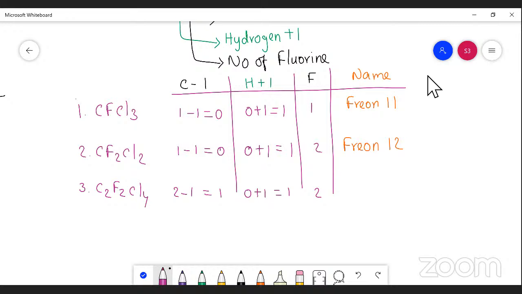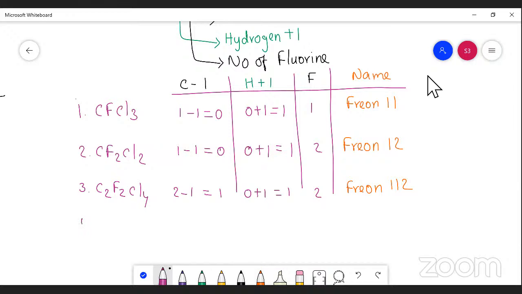So the name is freon. Number of carbon is 1, number of hydrogen, there is none, so we add 1, so it is 1. And number of fluorine is 2. So it is freon 1, 1, 2. Now you understand that? What is freon 1, 1, 2? That is C2F2Cl4. Okay. We take one more example.